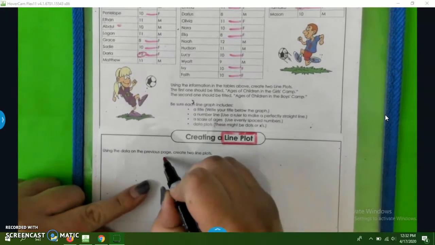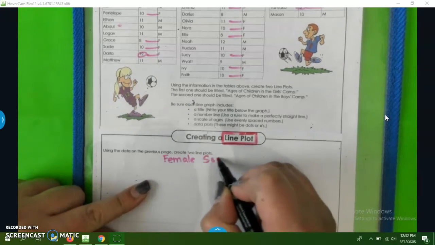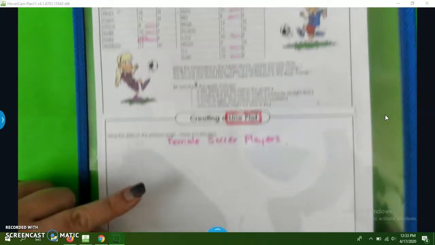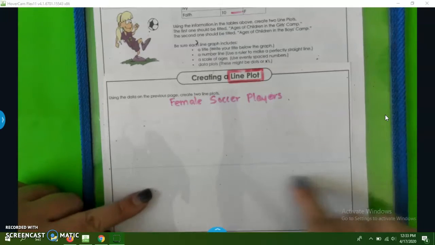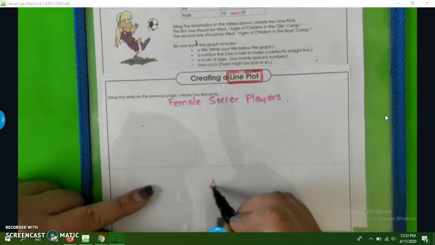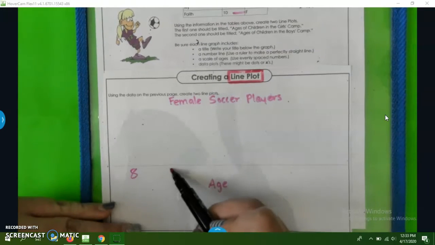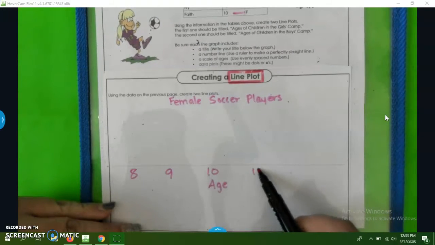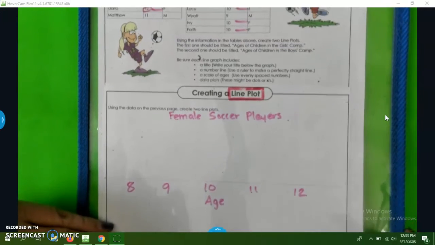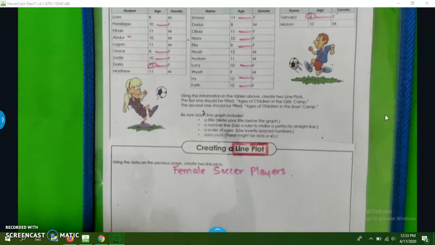and we're going to call this female soccer players. And then under this little line, which is normally like the bottom axis of your bar graph or your line graph, we're going to write age. And we're going to show how many players are 8, 9, 10, 11, or 12. So we want to count by the same increment just like we would on any other bar graph or line graph. So up top, we're going to start with our 8-year-olds.